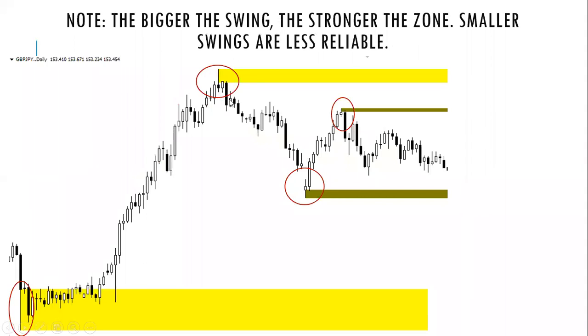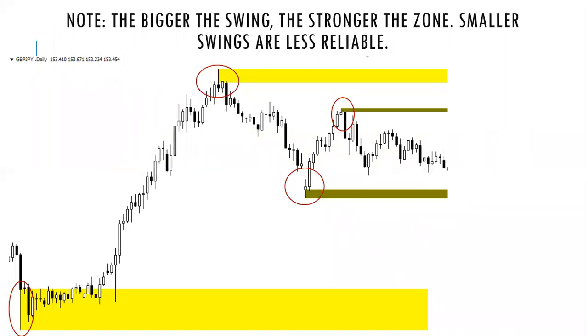Next is, ayan, kindly note, the bigger the swing, the stronger the zone. The smaller the swings, the less reliable they are. So as much as possible, kunin natin yung mga malalaking swing sa market. Kasi yung mga maliliit, pwede pa naman yan. Valid yan, pero hindi lang sila ganong katibay.